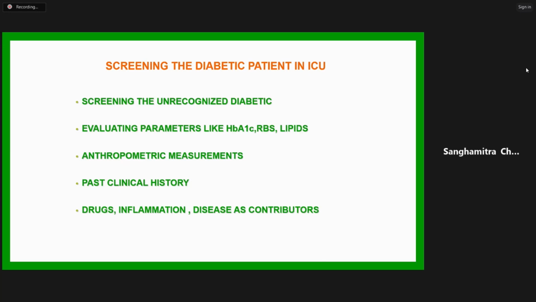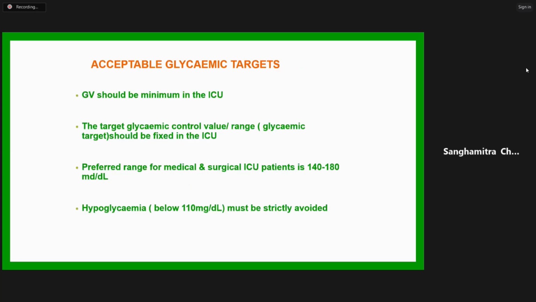The anthropometric measurements, of course, as much as possible. We do know that in the ICU it is not always very well validated. It's very difficult. But even then, the basic anthropometric measurements are important, and it's very important to take the past clinical history and, of course, the drugs, the inflammation, and the disease as contributors. So any kind of hyperglycemia in the ICU will have the disease as a background, the use of steroids, and the chronic underlying inflammation. So that is how we start with screening the diabetic in the ICU.